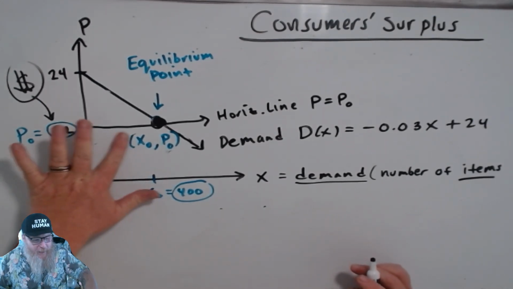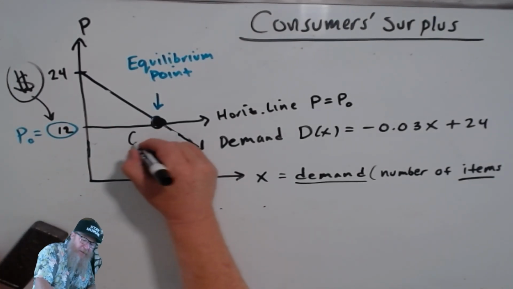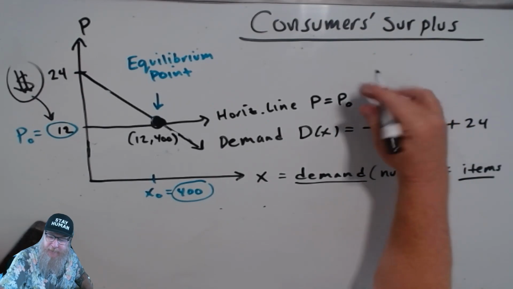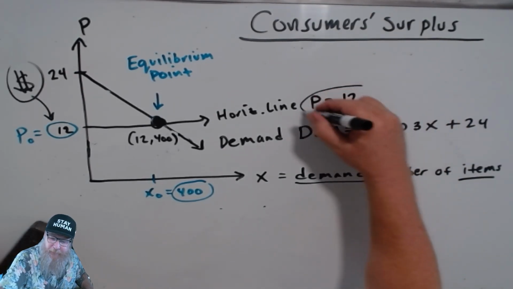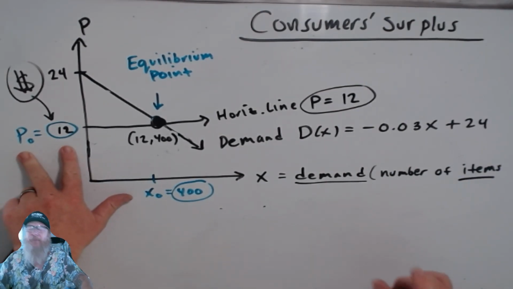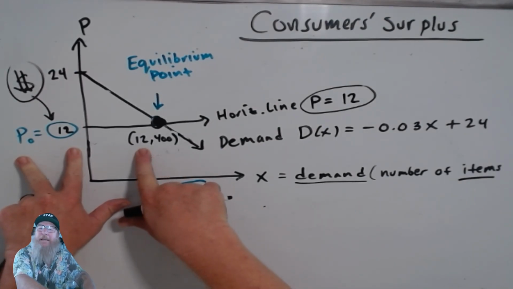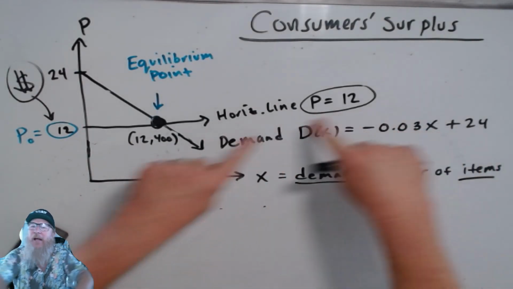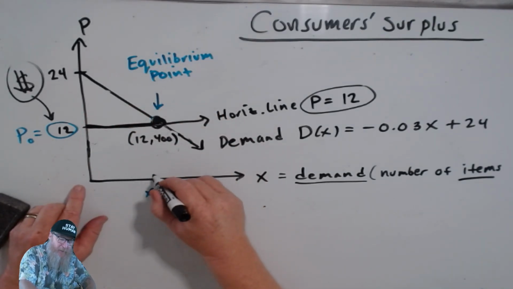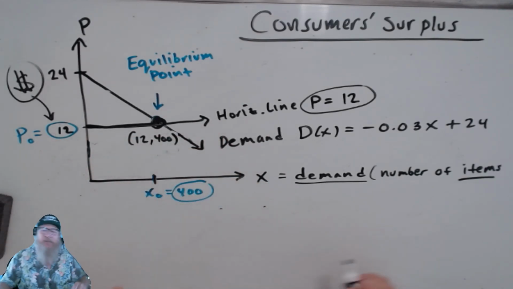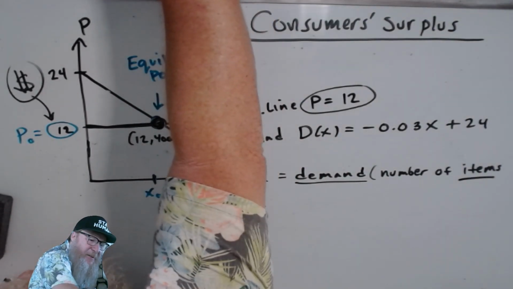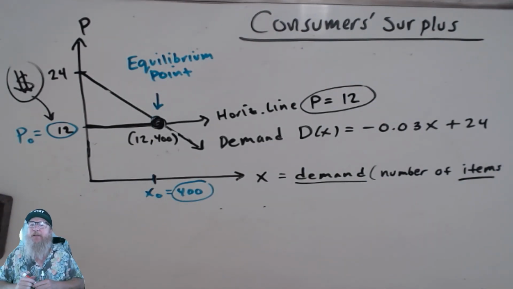And so remember, this point here is 12, 400. So this line is P equals 12. Notice P0 is 12. This is one particular point. This is the horizontal line: all possible demands in which the price is $12. And it goes right through the equilibrium point. So, how does this work? Well, let's just think about it for a second.